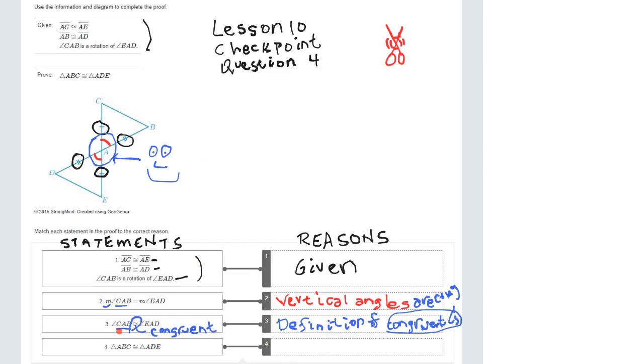Line 4, we read this. Triangle ABC is congruent to triangle ADE. I'm going to change my color again. This, right, is what we're proving, and it is going to be, not always, but almost always the last statement in the proof. They will always give you the statements. We are filling in the reasons on the right. Now this is also really, really important here, okay?